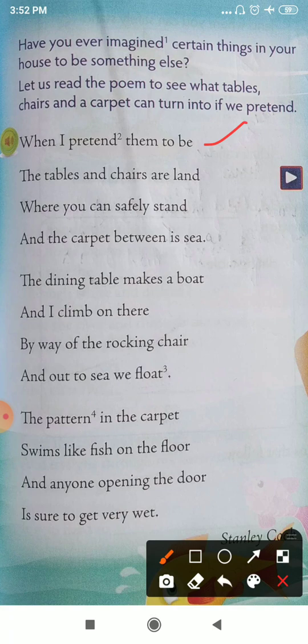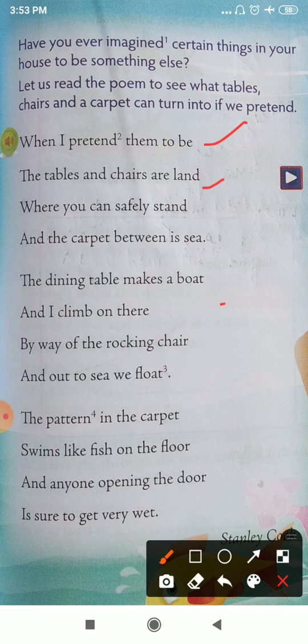When I pretend them to be, the tables and chairs are land where you can safely stand, and the carpet between is sea. So, for the boy, what are the tables and chairs? The tables and chairs are land, right? In the beginning of the poem, he pretends that the tables and the chairs of his house are a land where he can safely stand, and the carpet between is sea. He is imagining that the carpet between the table and chairs is sea.